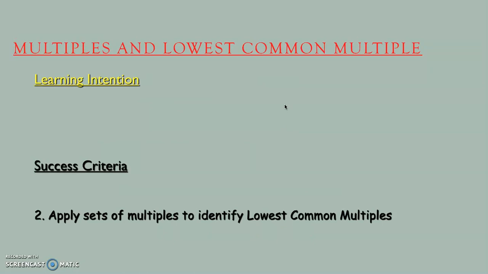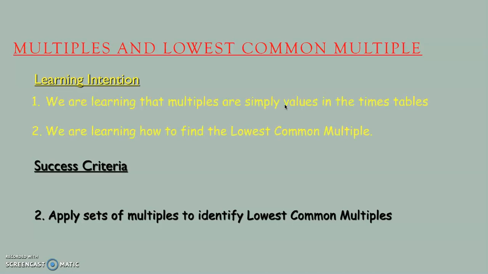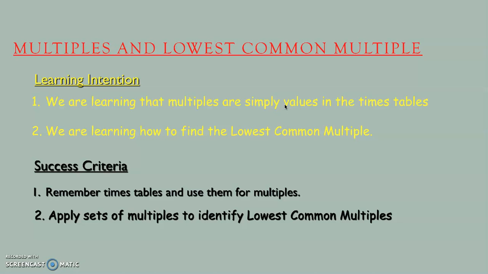Today we're going to be looking at multiples for the first part of the period, and then for the second part we're going to be looking at something called the lowest common multiple. Our learning intention today: we are learning that multiples are simply values in the times tables. As I said, if you know your times tables, you should be absolutely fine at this. And we are learning how to find the lowest common multiple. We'll do part 1 for the first half of the lesson and part 2 for the second half. How will you know if you're successful? You will know if you remember your times tables and use them for multiples, and if you can apply sets of multiples to find the lowest common multiple.